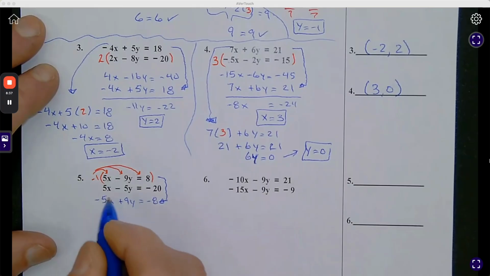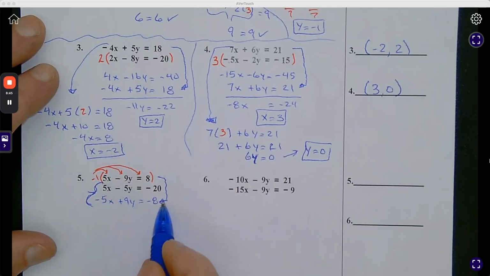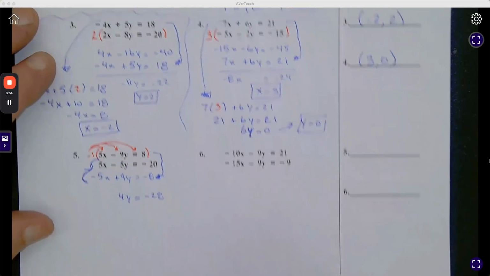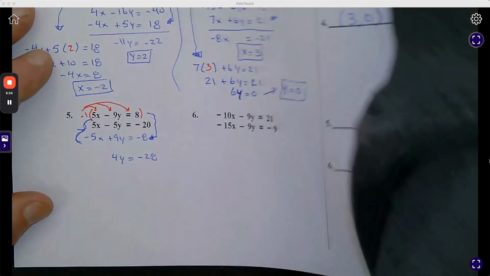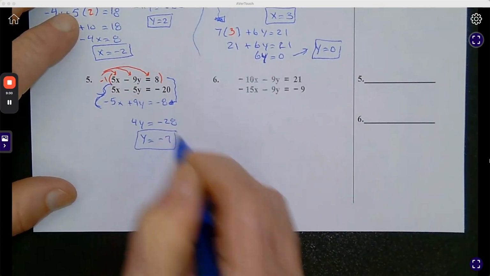Now I did that because now notice I have these two equations. All right. Notice I have opposites in front of x. So I'm going to add them up, get 0, add them up, get 4y, add them up, -28. Okay, now I'm going to keep going. Divide by 4, y equals -7.